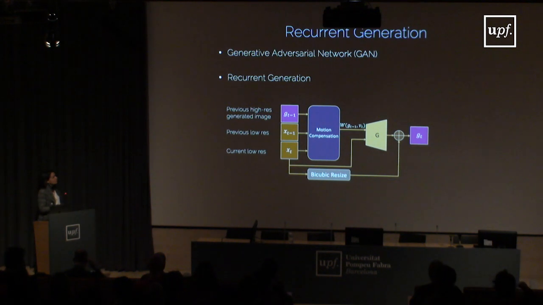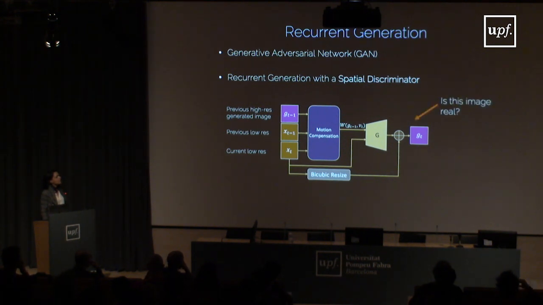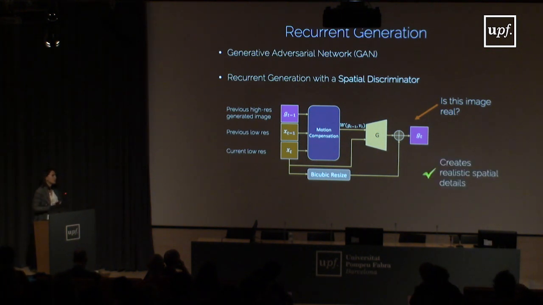And now, of course, the GAN part comes when we add a discriminator to our architecture. In this case, I'm going to call it a spatial discriminator to differentiate it from a temporal discriminator. And what this discriminator is actually telling us is how real is the generated image. So in this case, you're actually judging the high resolution image by how real it is or how fake it is. And what this does, I mean, we all know GANs are actually pretty good at creating realistic spatial details.